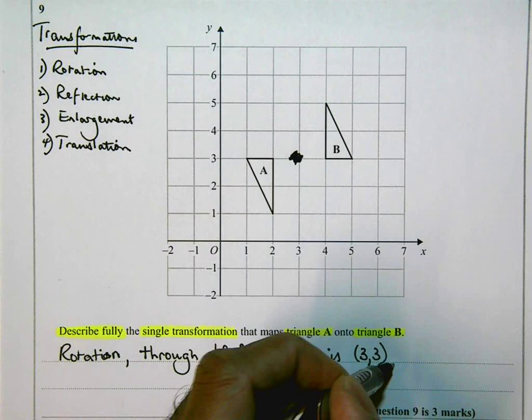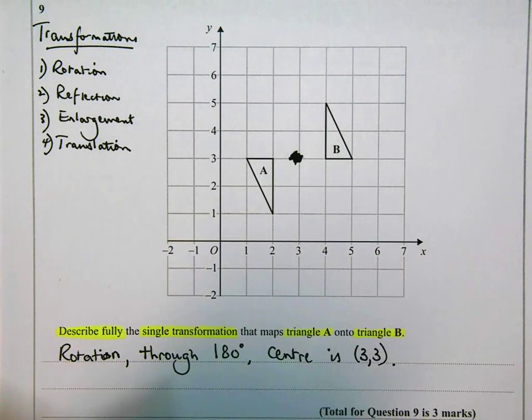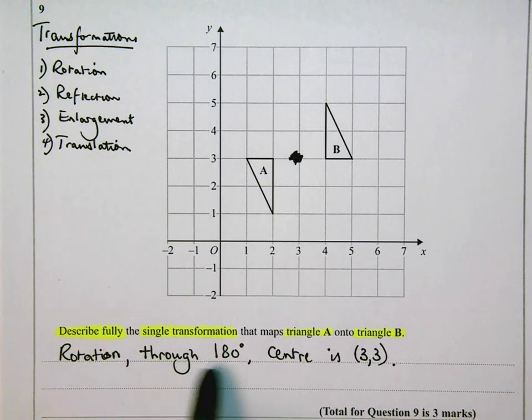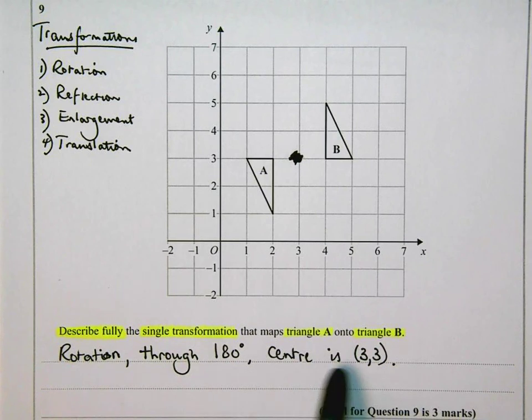And my pen's made a bit of a smudge on there. That's no problem at all. Those are the 3 marks. Rotation, it's going through 180 degrees, and the center of rotation is 3, 3. That's 3 pretty straightforward marks. Make sure you do get them.